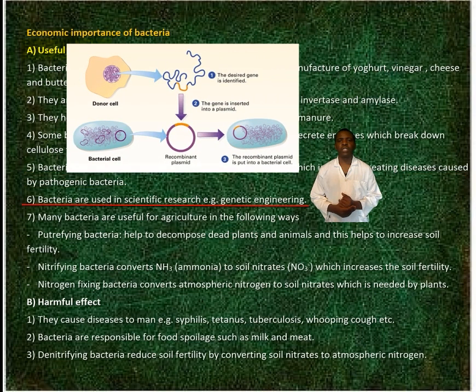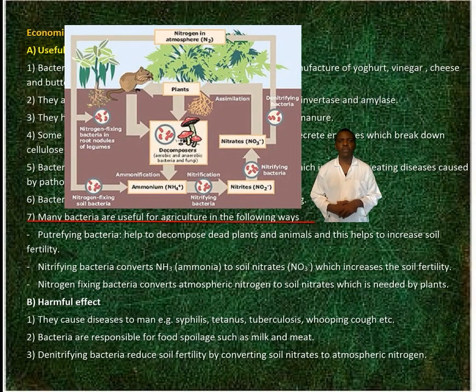Bacteria are used in genetic research, example, genetic engineering. Many bacteria are useful for agriculture in the following ways. Putrefying bacteria help to decompose dead plants and animals, and this helps to increase soil fertility. Nitrifying bacteria convert ammonia to soil nitrates, which increases soil fertility. Nitrogen-fixing bacteria convert atmospheric nitrogen to soil nitrates, which is needed by plants.